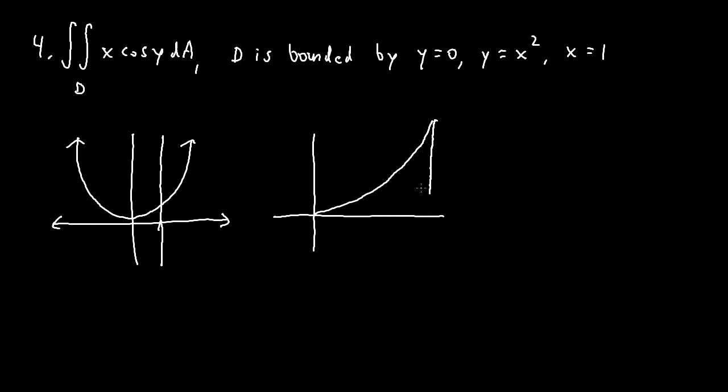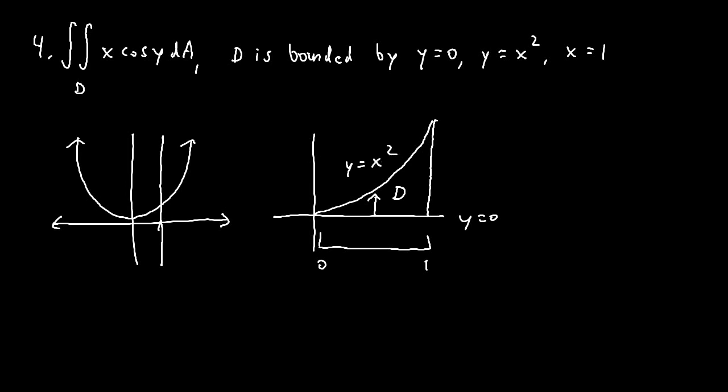So let's go ahead and draw like this. This is going to be region D. And so notice the x values range from 0 to 1, since this is the graph of x equals 1, this entire line here. So the range of x values is from 0 to 1. Now the range of y values goes from the bottom equation of y equals 0 up to the top equation of y equals x squared.